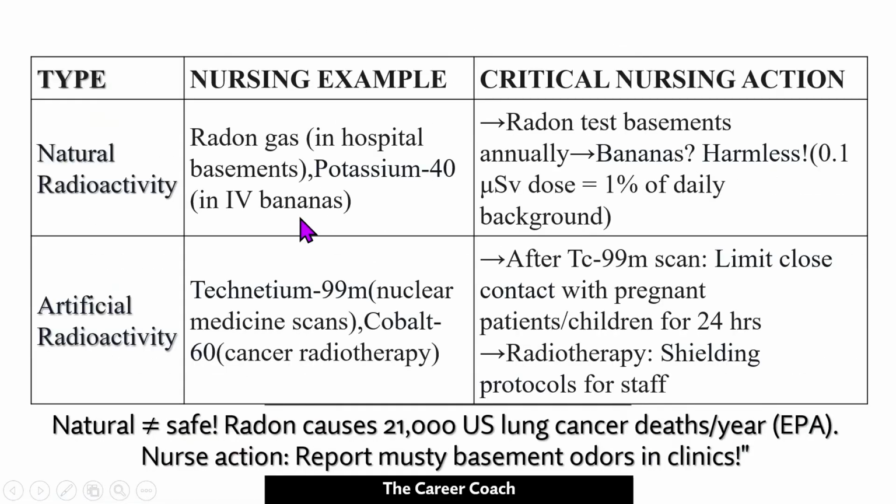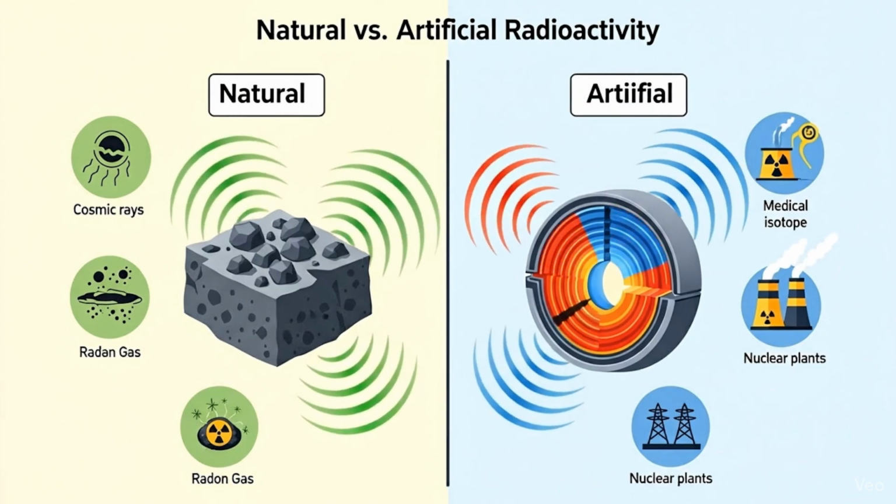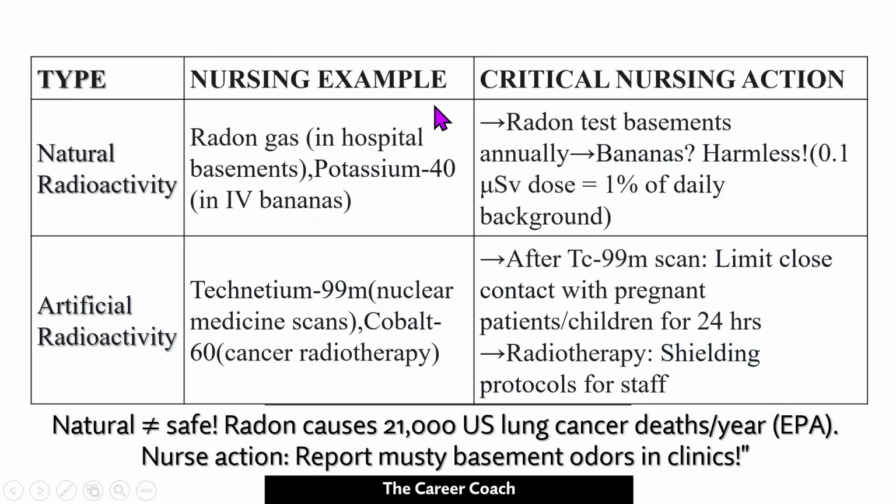As a form of summary of what we have discussed so far, I want to look at the types, the nursing example, and critical nursing actions that nurses must take note of. To discuss natural radioactivity and artificial radioactivity, we look at their examples and critical nursing actions. Natural radioactivity example is radon gas, which is found in most hospital basements, and also potassium 40, which is found in the banana that we eat. Okay. Critical nursing action. Radon test of basements must be done annually.